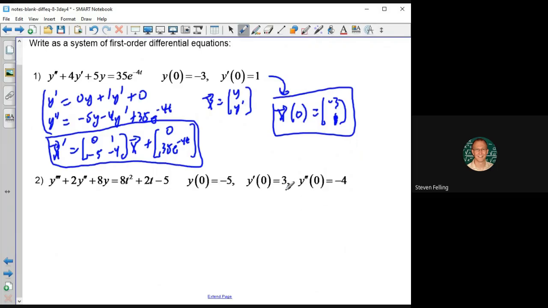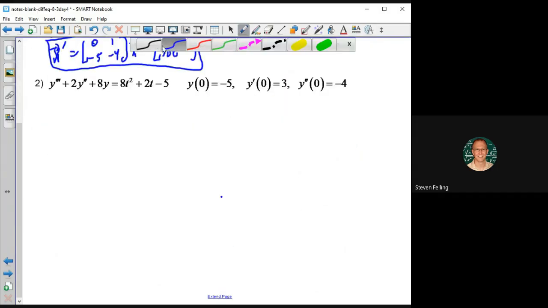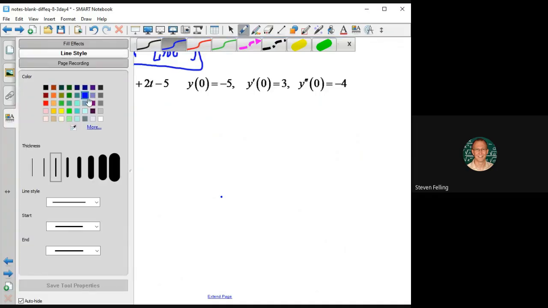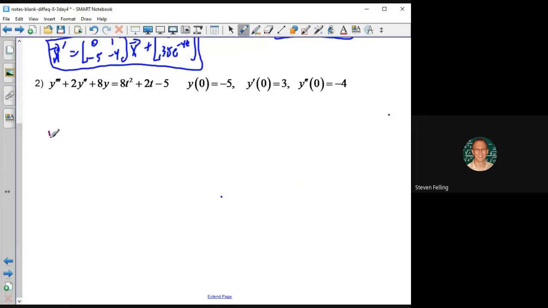Okay, and then for the second one, we have a third order equation. So let me get a little more room here. I'll use a different color. Let's use purple. Okay, so first I've got my y triple prime equation. I'm just going to solve this by moving everything else to the right. So I'm going to have negative 8y. It looks like I have no y prime term, so I'm going to put a placeholder in there. And then I've got minus 2y double prime, right? And then I've also got this plus 8t squared plus 2t minus 5.